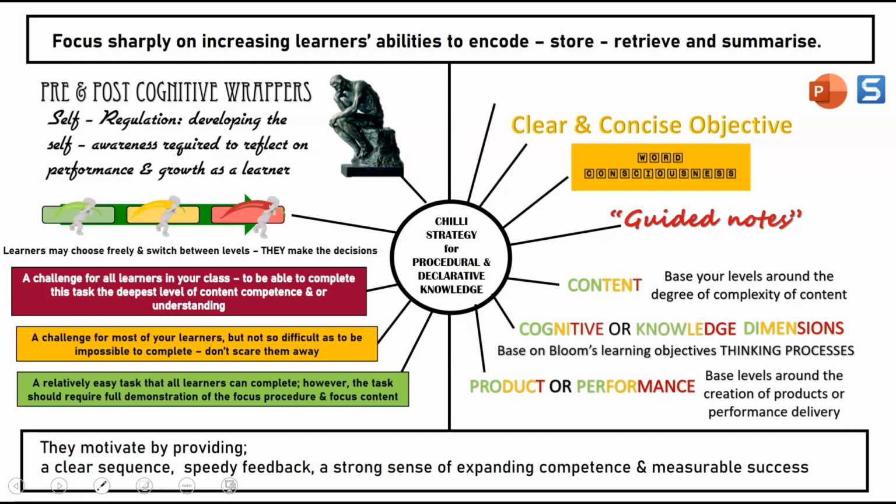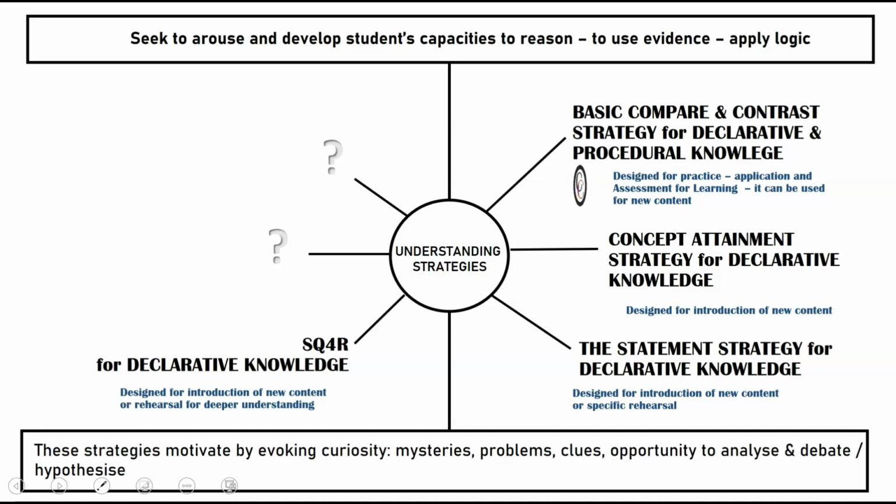This strategy must contain some sort of regulation, self-regulatory activity, pre and post cognitive wrappers, because the learners are choosing their own work. They've got to think about why they've chosen it and what to do with that choice.